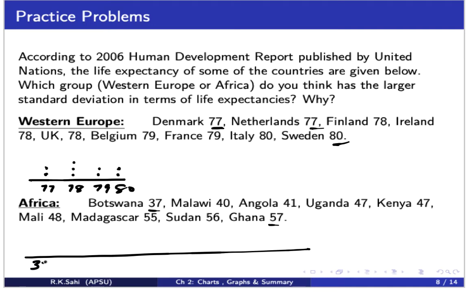I start with 37, then there's some difference, 40, 41 is close, then some more distance, 47, then closer is 48, then some more distance, 55, and then 56 and 57. So let's just make a little dot plot here: 55, 56, 57, 48, 2 47s, then a 41, a 40, and a 37. Notice how far the spread is by just looking at this data set.